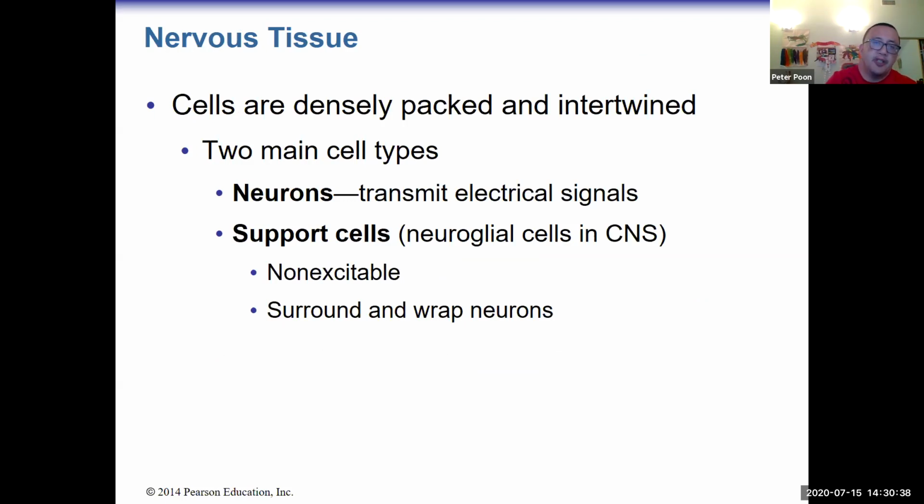Nervous tissue. The cells are densely packed and intertwined, and there are two major types: neurons and support cells. We already learned this in chapter 4. Neurons transmit electrical signals. The support cells are neuroglial cells. They're non-excitable, but they surround and protect the neurons. Neurons are good at doing one thing and one thing only, and that is to transmit electrical signals. They aren't capable of feeding themselves and stuff, so they need support cells to do it.